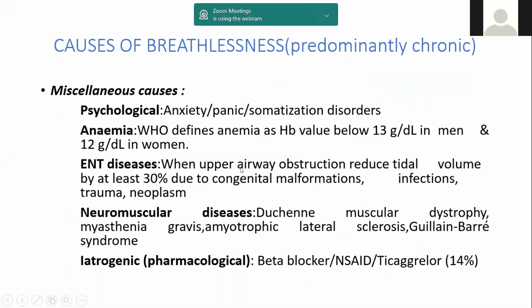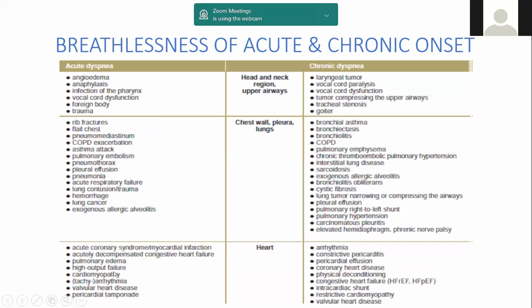The cardiac ones are the acute coronary syndrome, congestive heart failure. There may be cardiomyopathy, tachyarrhythmia-related heart failure, valvular heart disease, pericardial tamponade. And the chronic causes include chronic pericardial disease, pericardial effusion. There may be cardiac shunting. There may be some form of cardiomyopathy and valvular heart disease.